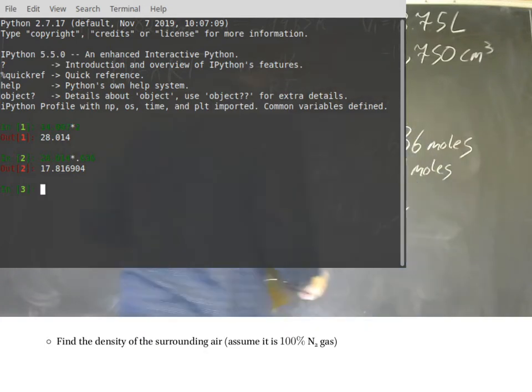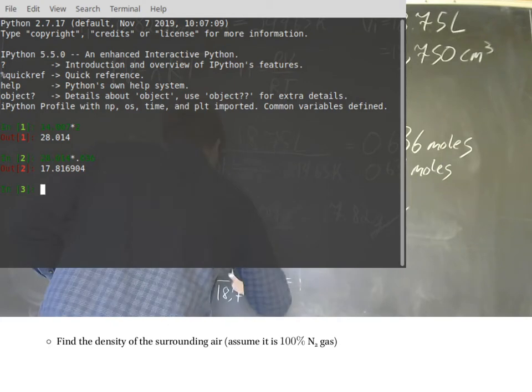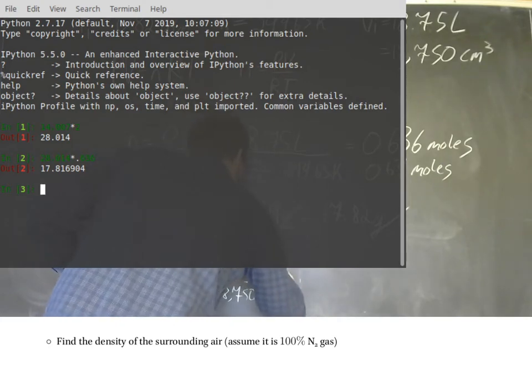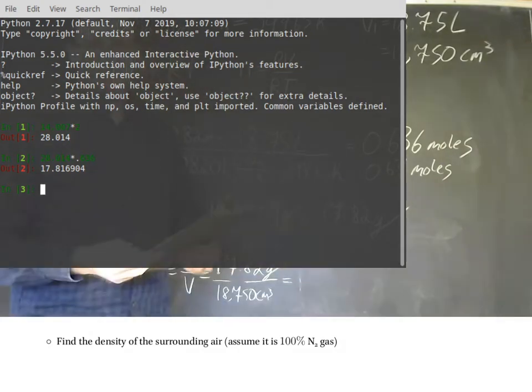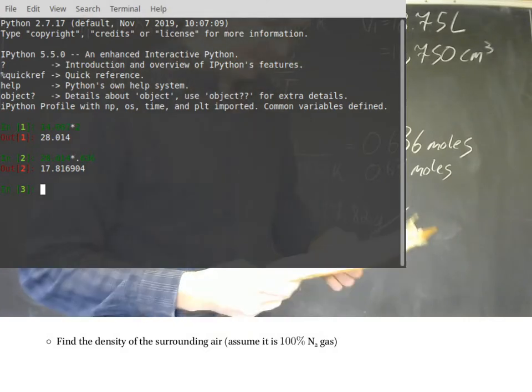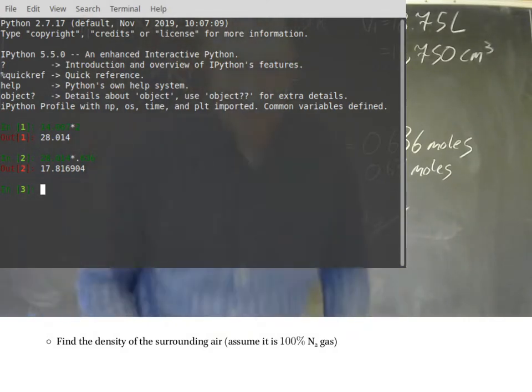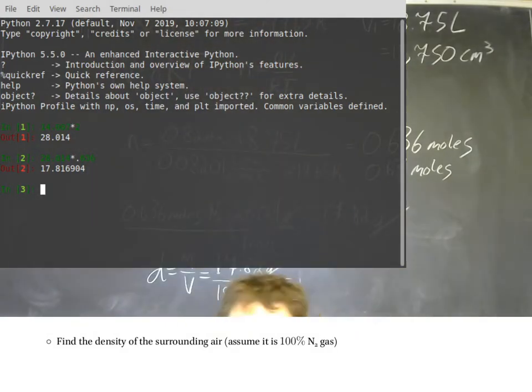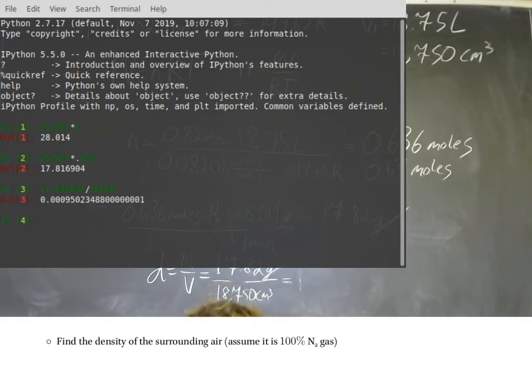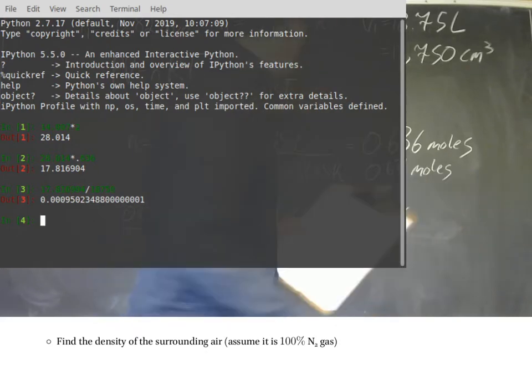grams of nitrogen. We'll put the 17.82 grams of nitrogen divided by the 18,750 cubic centimeters. So that'll be 17.816904 divided by 18,750, and that's going to be 9.5 times 10 to the negative 4.